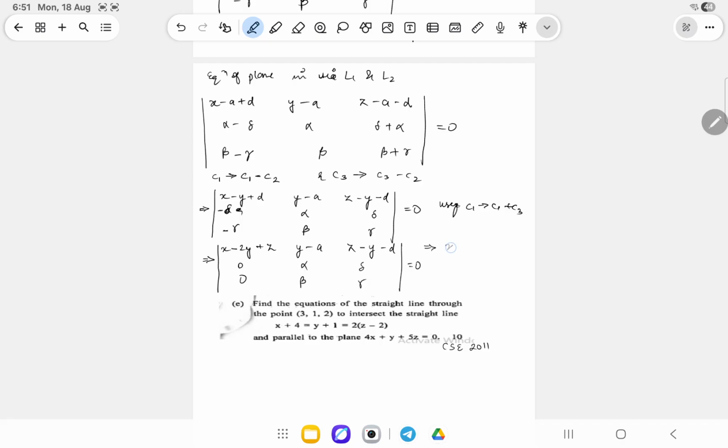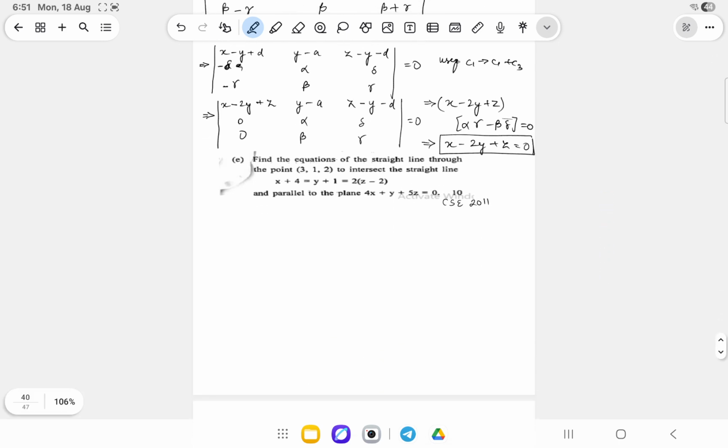It is x minus 2y plus z into (alpha gamma minus beta delta) equals 0. So this term is a constant. So my equation of plane is x minus 2y plus z equals 0. This is my required equation of plane. So now let us move on to the next question.